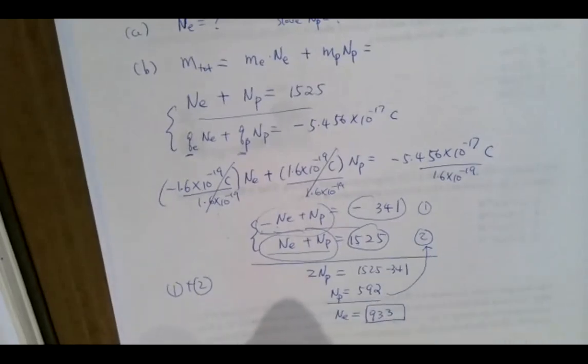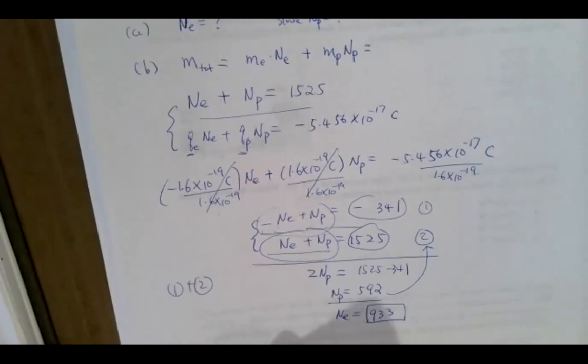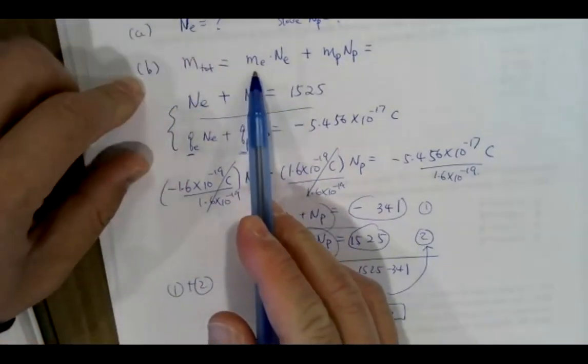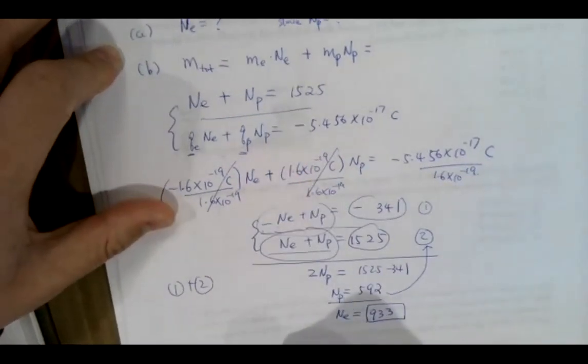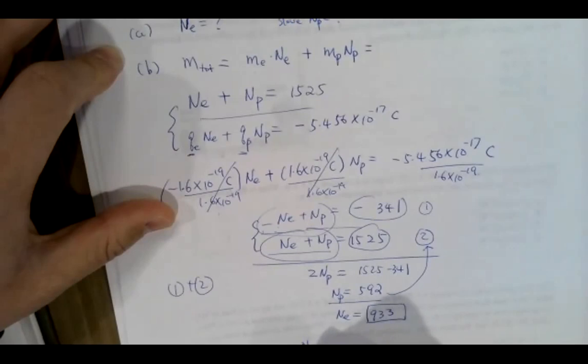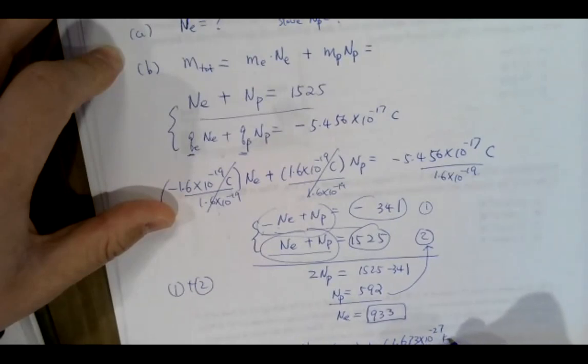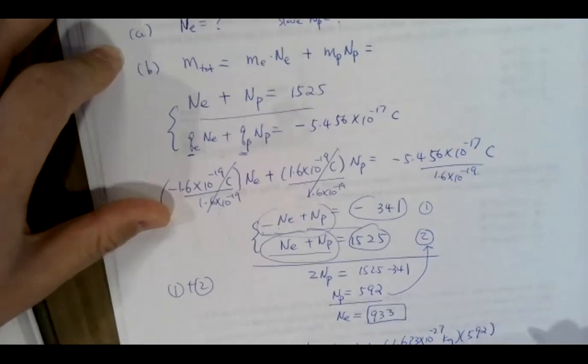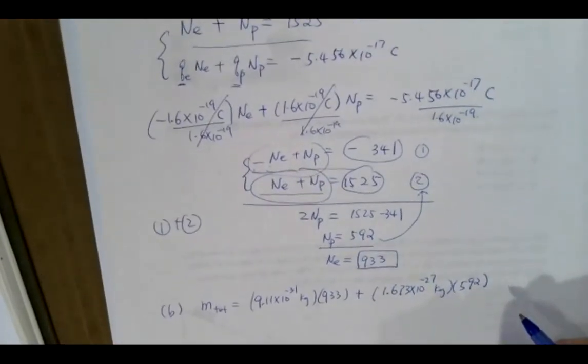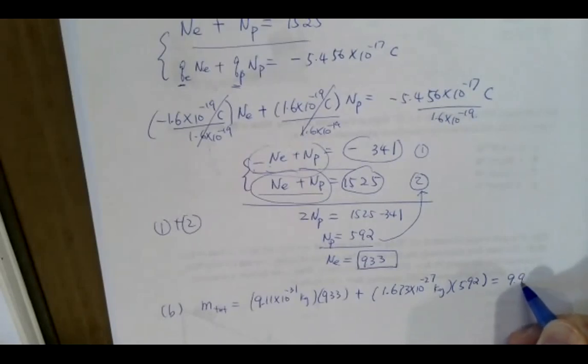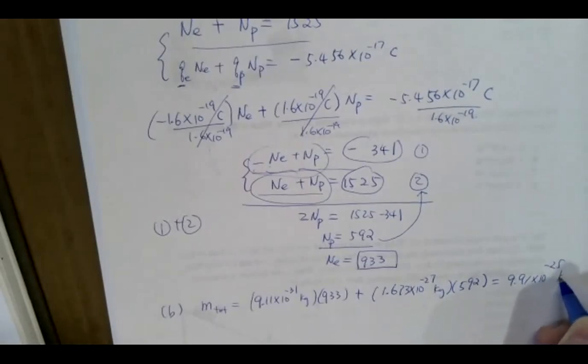And then for part B, you're looking for the total mass. So it will be equal to the mass of the electron times the number of electrons, so 9.11 times 10 to the negative 31 kilograms times 933, plus for the protons, 1.673 times 10 to the negative 27 times the 592. Okay, so that would give you roughly 9.91 times 10 to the minus 25 kilograms.